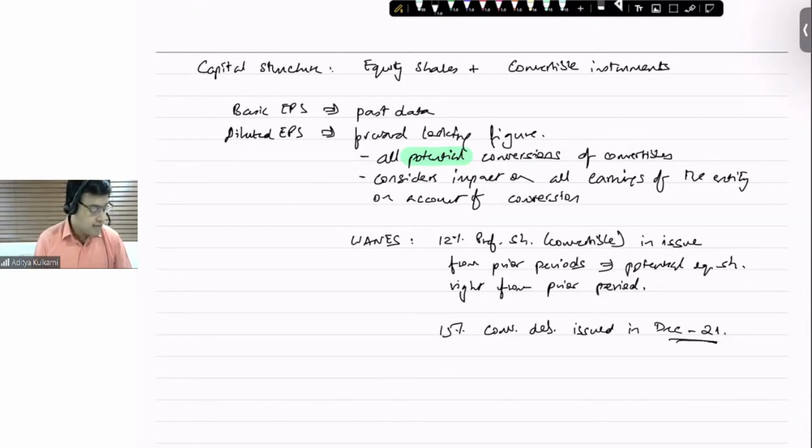Did you understand the period we have to consider for the weighted average number? Yes. So it will be the later of the earliest reporting period or the date of issue. Okay, so that is as simple as it can get.